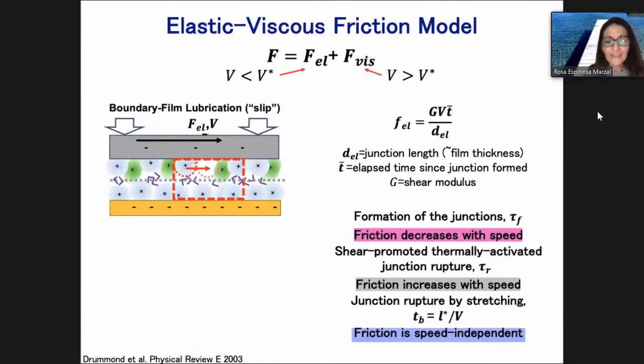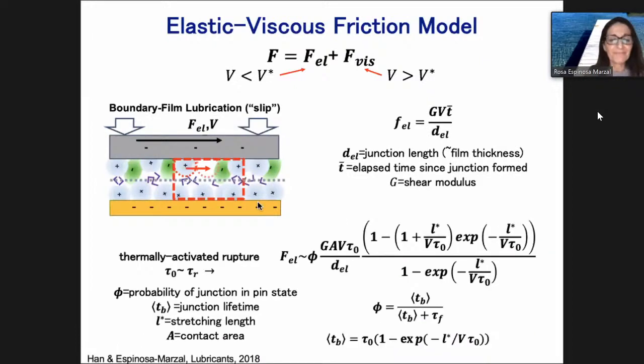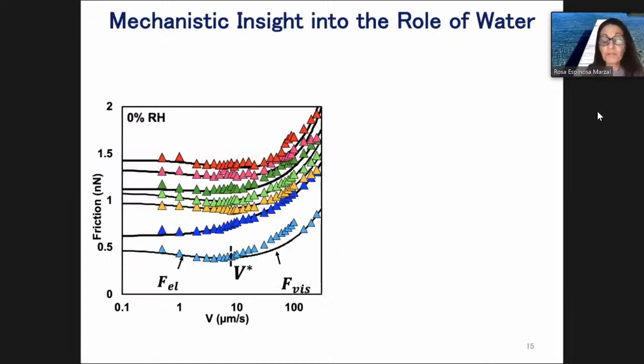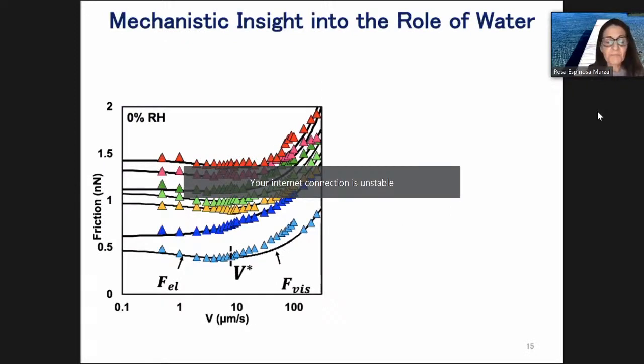We have simplified this model by considering that the rupture of these junctions is only thermally activated. This gives us an analytical expression for the elastic component of the friction force that we can fit to our results. You can see it depends also on a phi parameter, which gives the probability that this bond forms, and it depends on the lifetime of the bonds and a characteristic time for formation. So without going more in detail into this equation, let me show you what we learned when we fit this model to the experimental results.